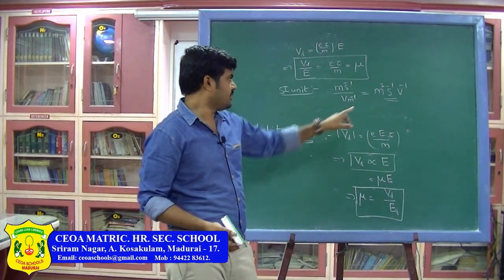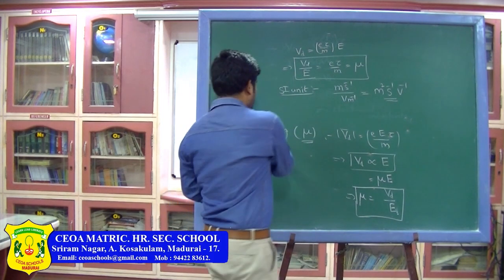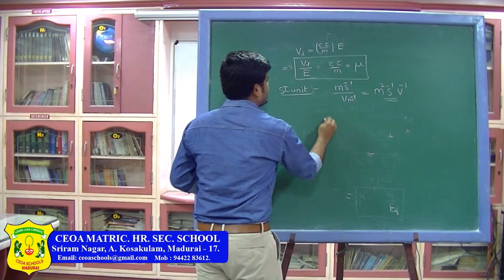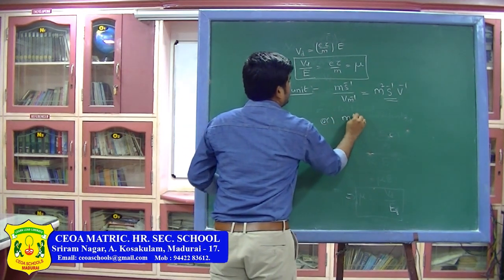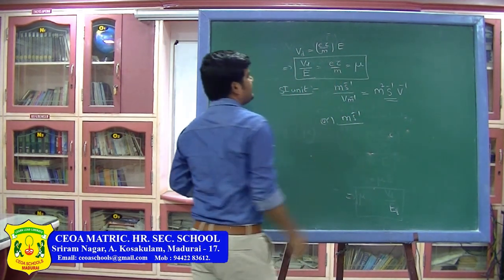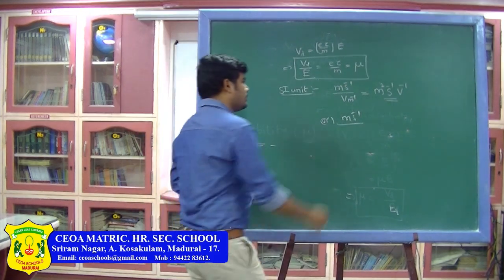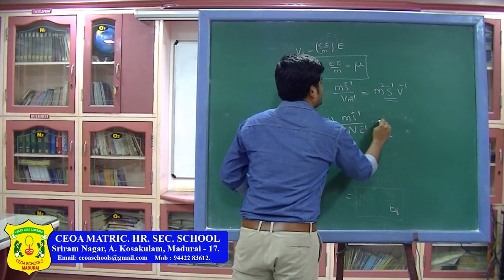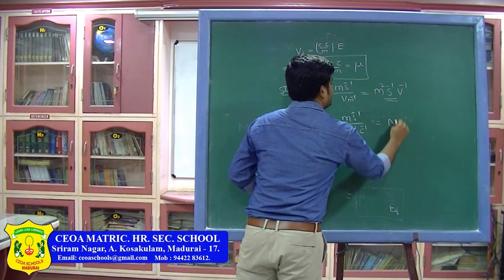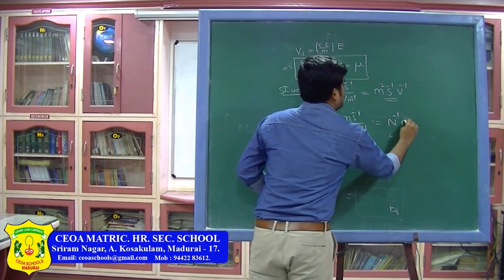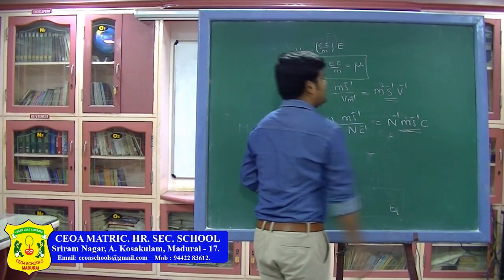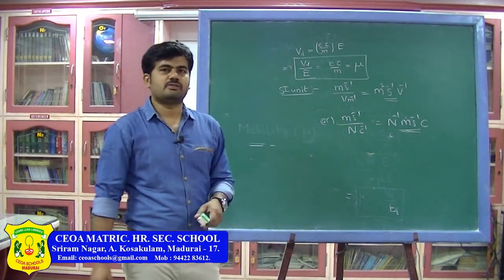We know there is another unit for electric field, so I can also write another unit for mobility, that is meter per second divided by the SI unit of electric field, which is also Newton per coulomb. So, I can write meter per second divided by Newton per coulomb, that is equal to meter per second into coulomb per Newton. So, this is another unit of the mobility of charge carriers.